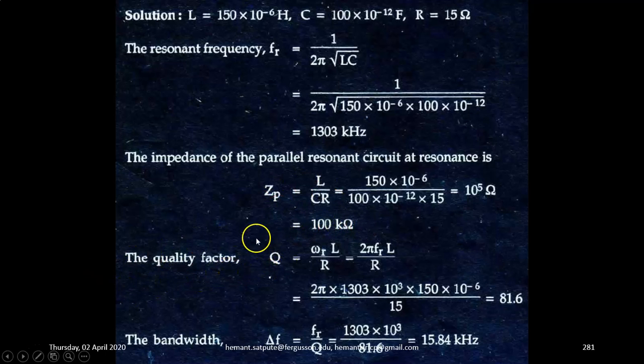The quality factor Q is given by omega Fr L upon R, that is 2 pi Fr L upon R. Substitute all the values and you will be getting quality factor Q equal to 81.6. Now the bandwidth delta F is equal to Fr upon Q. We have resonant frequency Fr, we have value of Q. So substitute those and simplify, you will be getting bandwidth as 15.84 kilohertz.